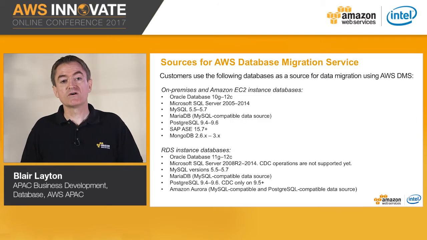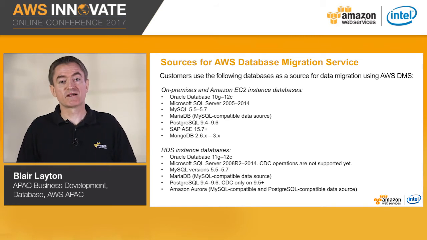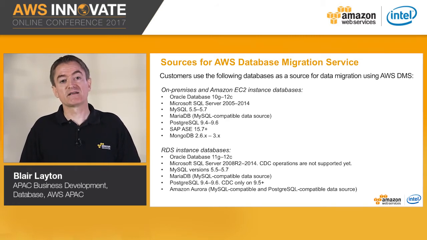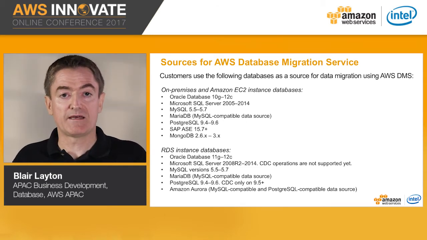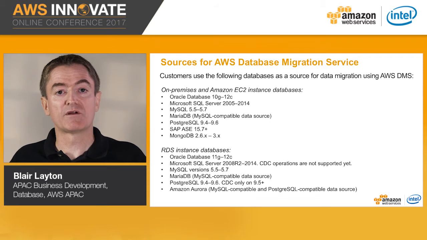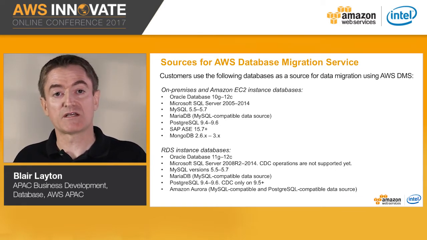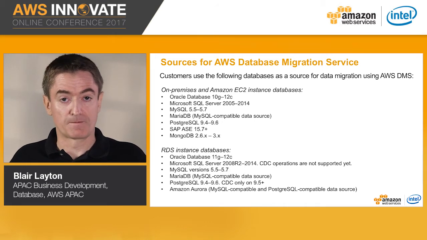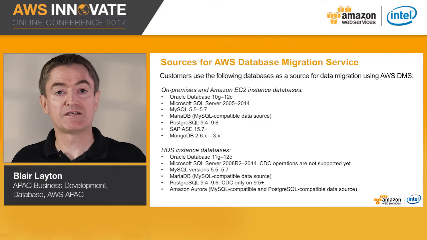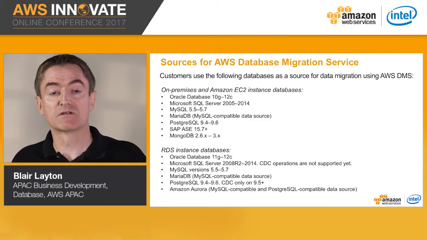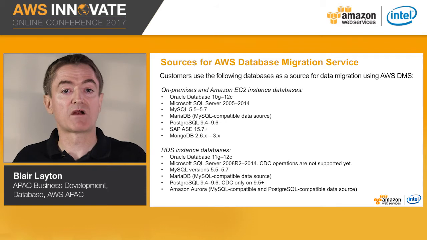On this slide, you can see all the sources that DMS supports for databases running on EC2 and for databases on RDS. There are a couple of things to note here. The first is that SQL Server, when running on RDS, does not yet support the CDC operations. This means that you can still migrate the database, but it will only be through the bulk migration process. We hope to address this soon. Also, you need to be on version 9.5 or greater for Postgres for CDC support in RDS. These restrictions are not present when running on EC2.